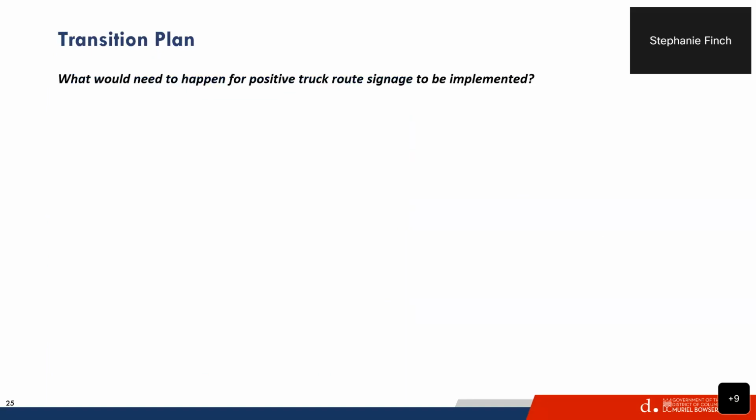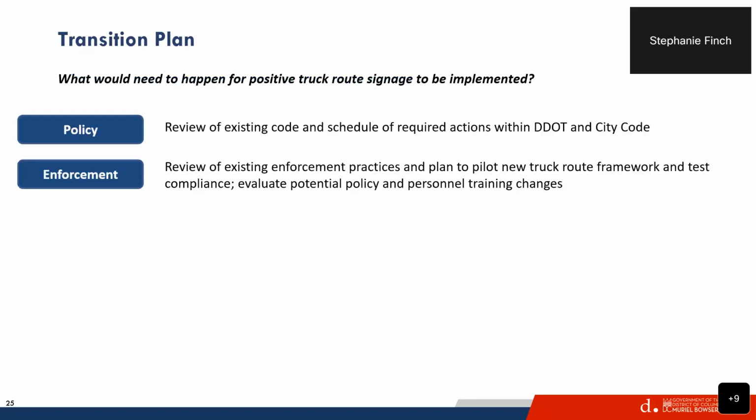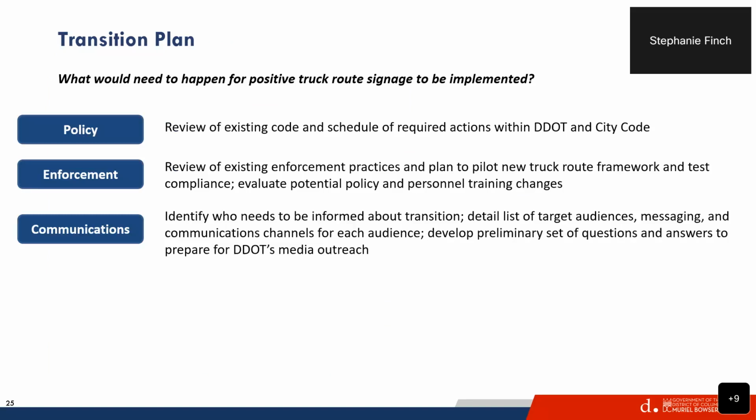So for the transition plan, this was a different type of analysis for this project. This plan lays out a template for the district. What would need to happen in terms of policy, enforcement, and other things for positive truck route signage to be implemented? What policies in the city code might need to be changed? What sort of efforts in conjunction with the Metropolitan Police Department would need to be conducted?